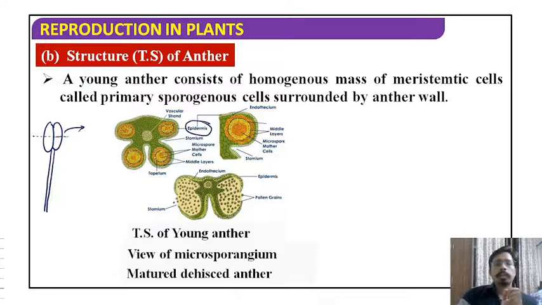It basically provides protection, and while it provides protection, it protects the entire structure of the microsporangium. Next, the epidermis is a unilayered structure present at the outermost area of the microsporangium. Now the next structure is called the endothecium.